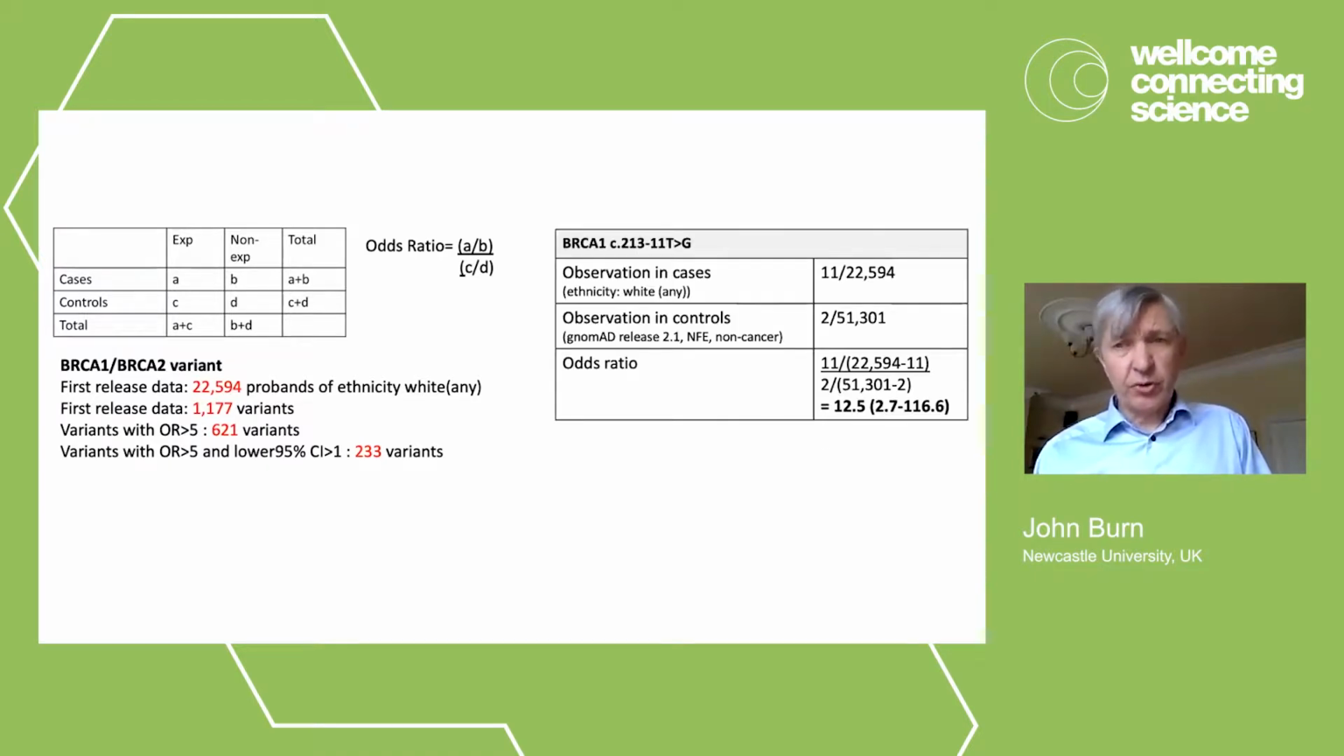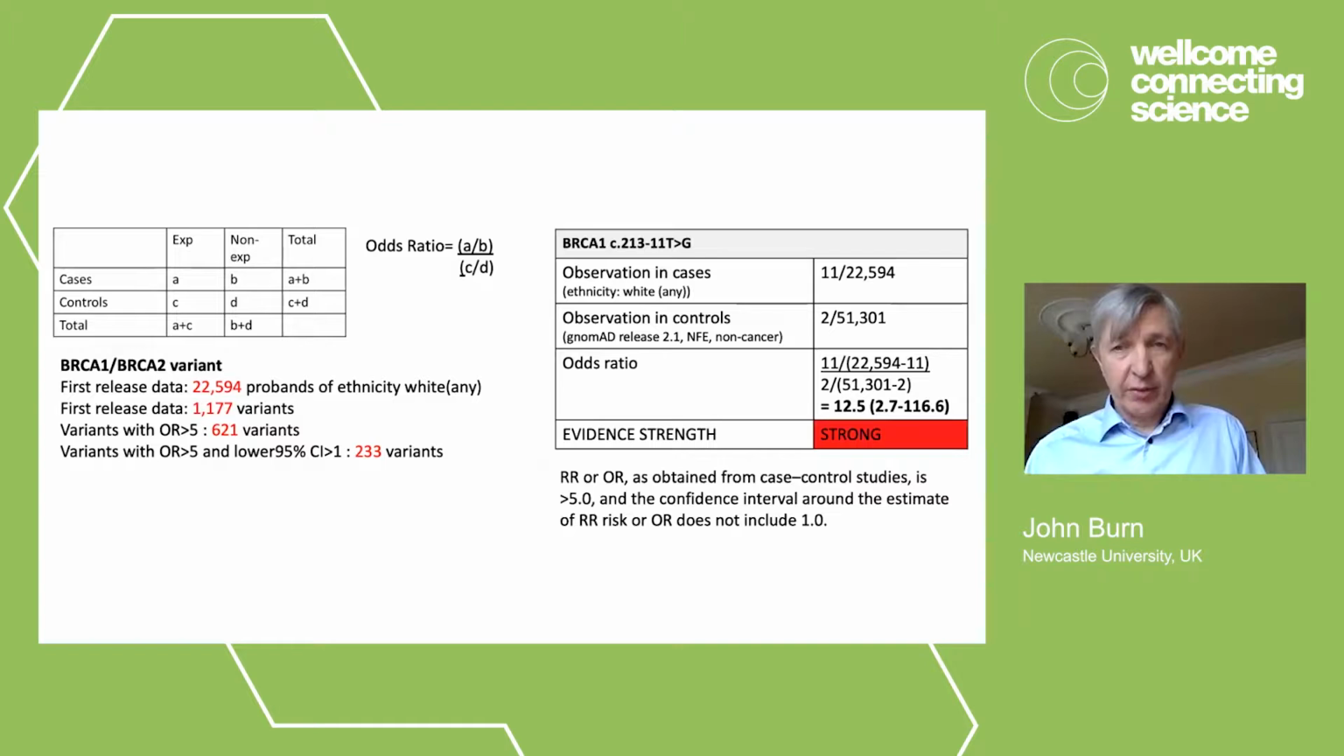And just to look at one of those, for example, here is the BRCA1 codon 213 to 11 T to G. And what we've got here in the breast cancer cases was 11 of those patients had this variant out of the 22,000. Whereas in our control population, from gnomAD and from non-cancer referrals, it was a much rarer observation. So that gives an odds ratio of 12.5, and according to our understanding of this, that looks like strong evidence that this is a pathogenic variant.